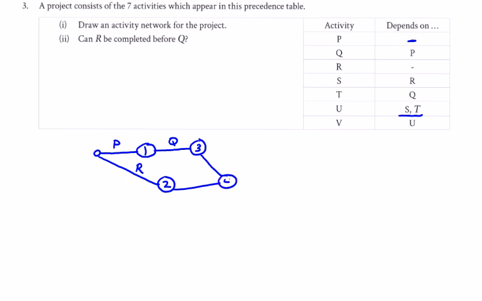There's the fourth node. So for T dependent on Q, we've got T here, and depending on R was S, and just double checking S and T converge for U to happen. So U can happen and V can only happen if U happens. So we have a fifth one.